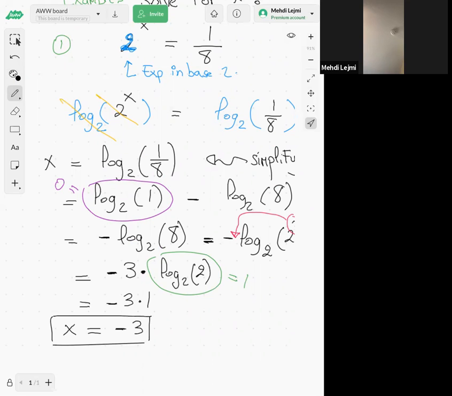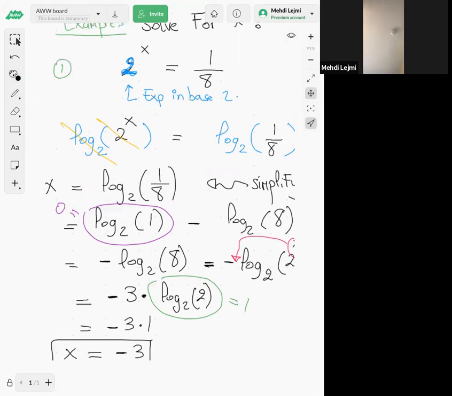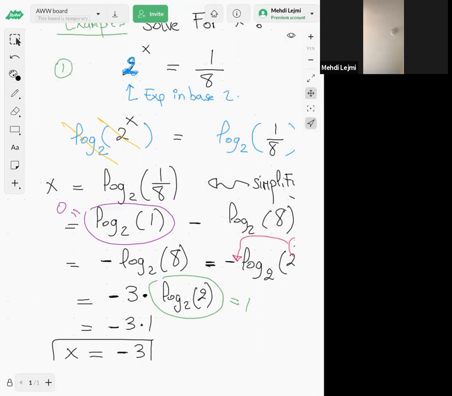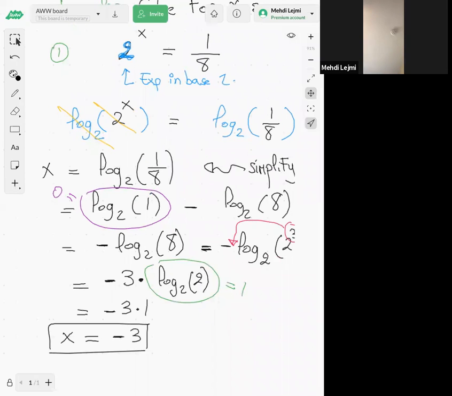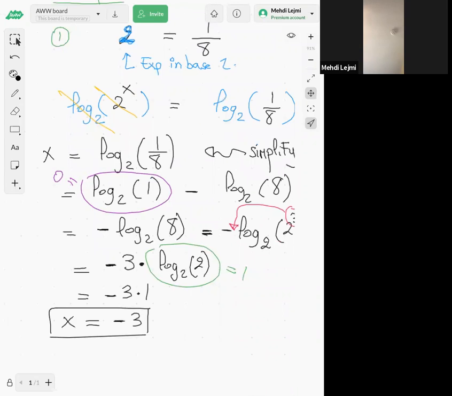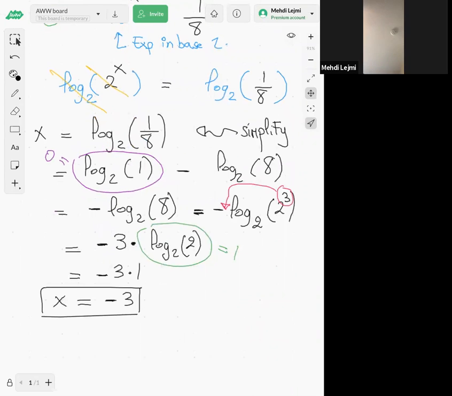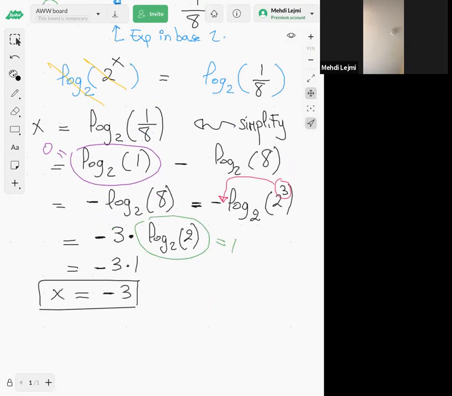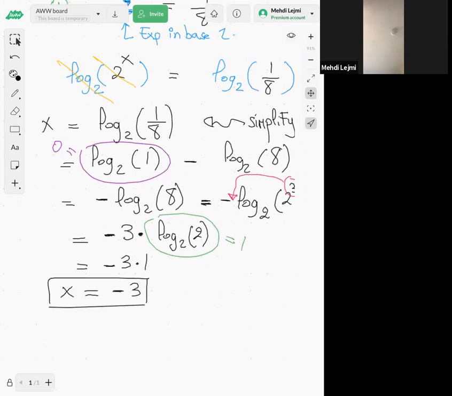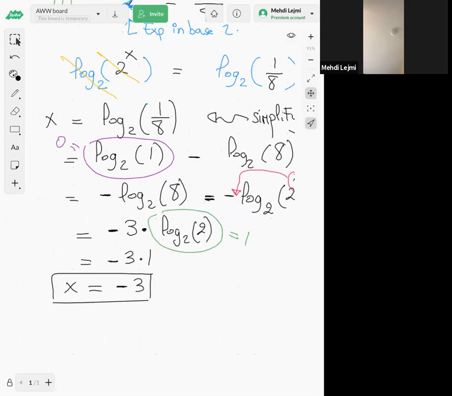Right, so you see guys how I used all these properties to solve for x. My equation was 2 to the power x equal to 1/8, but then using the log to get rid of the exponential, and then using these properties of the log, like log of 1/8 being the difference between the logs, log of 1 minus log of 8, and so on. So the answer is x equal to negative 3. All right.